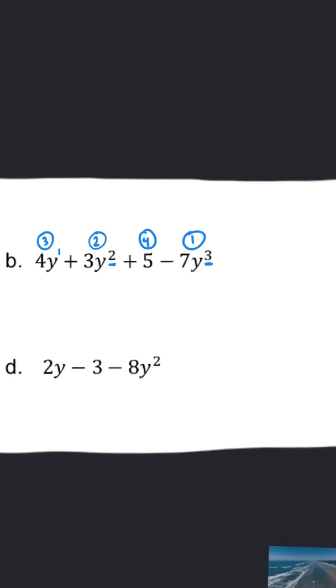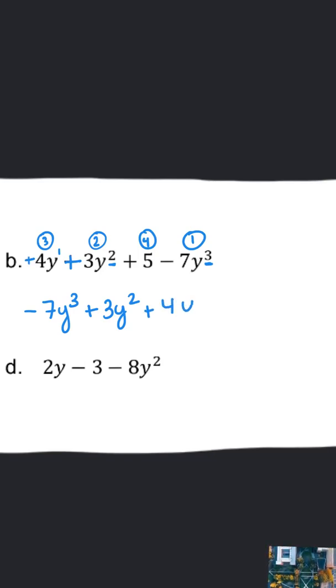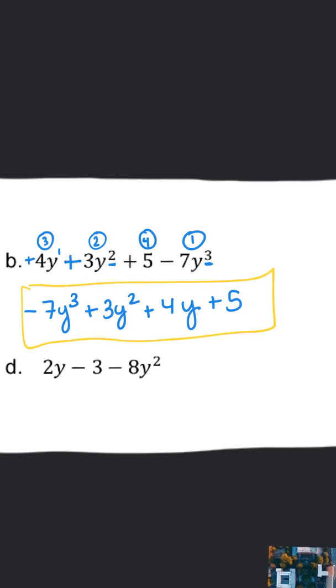So I'm going to start with negative 7y cubed. I keep the sign in front of it. So that entire negative goes with the 7 and the y cubed. Plus, because the next term has a plus in front of it, so plus 3y squared. And then now the 4y, it doesn't have a sign in front of it, but it does not have a negative sign, so we're going to go ahead and say it's positive 4y and then plus 5. And that's my answer. Now it's your turn to try it.